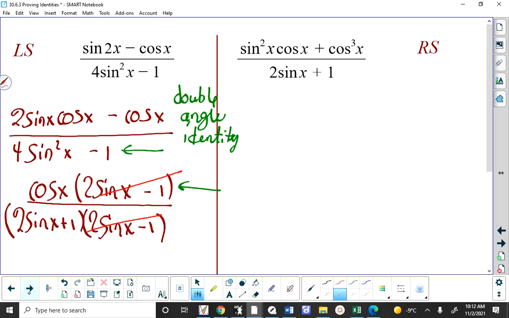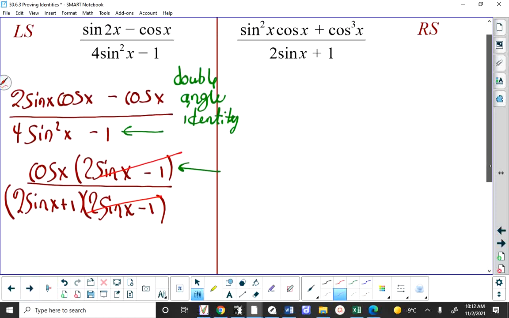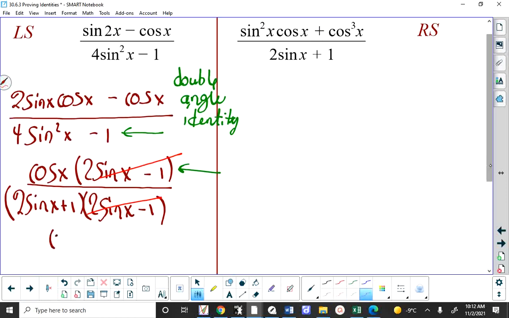Let me ask you a question. How many of you see the right-hand side is equal? Let me rewrite this so you can see it. We're left with cosine of x over 2 sine x plus 1. How many of you see that that's exactly what we have on the right-hand side?